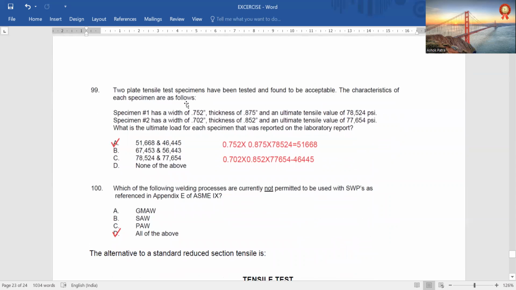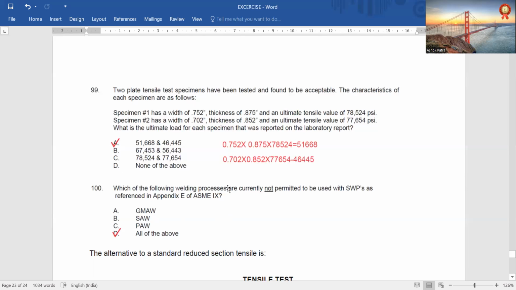Two plate tensile test specimens have been tested and found to be acceptable. The characteristics of each specimen are as follows: width, thickness, and tensile value. Multiply them all and you get the ultimate load. That's all. 51668 and 46445.